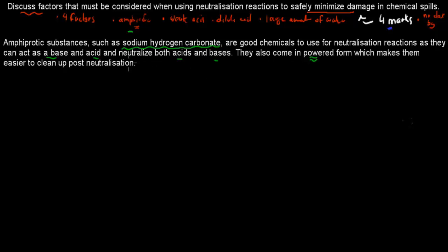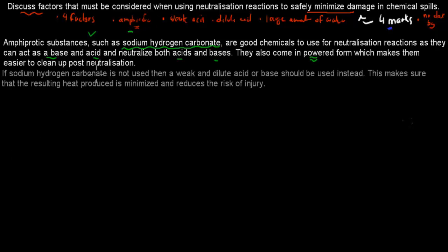But I could have also mentioned that because you can use them as acids and bases, that means you're going to be more safe in a lab, because you can just use one chemical to neutralize whatever happens. Whatever you spill, you've got that one chemical on hand. But this is just generally enough, because we also mentioned the powder form. Generally that's enough to get you a mark. So going for the first one, the amphoteric one.